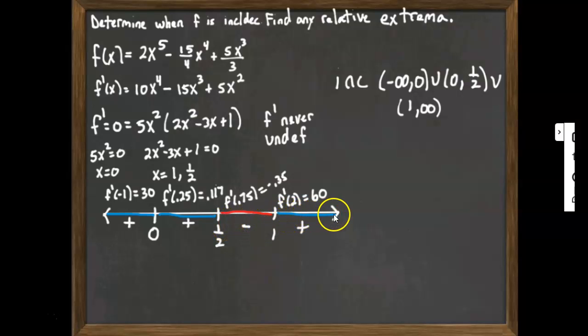And the interval from 1 to infinity. And then decreasing just happens to one place there, between 1/2 and 1. Okay, and so if that's all we wanted to do was increasing, decreasing, then we'd have that and we're done with the problem. So now we turn to the problem of relative extrema.